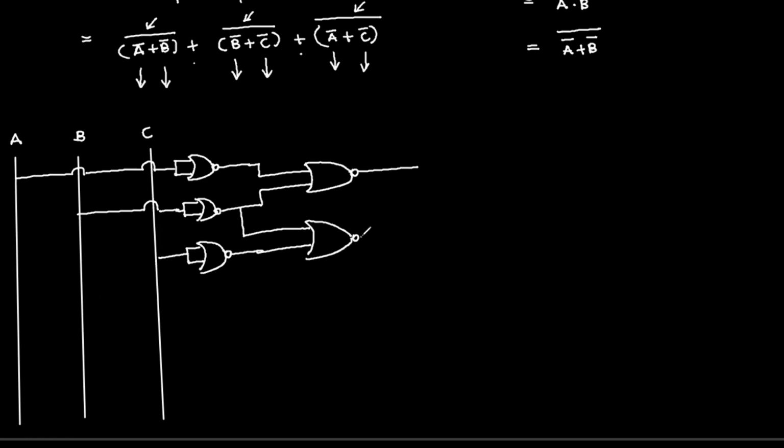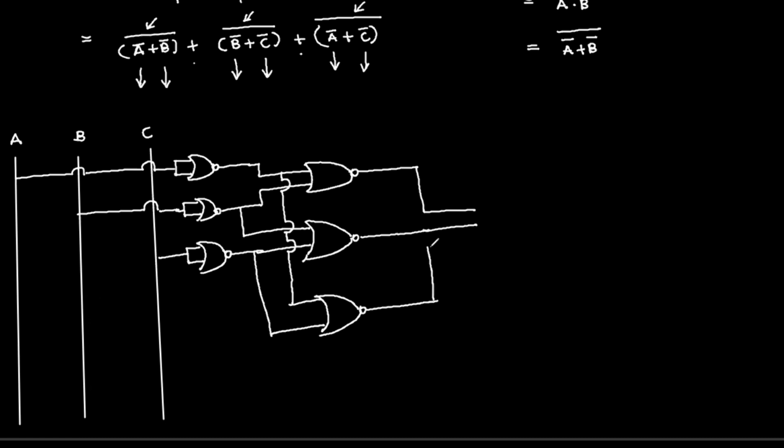Now we need A bar and C bar. So let me bring A bar from here so that we can use it again. Okay, so here we have A bar and here we have C bar. Perfect. Now we need an OR gate. So we can send the three outputs through a NOR gate first, and then the output can be sent through another NOR gate twice so that these two NOR gates act like a single OR gate.